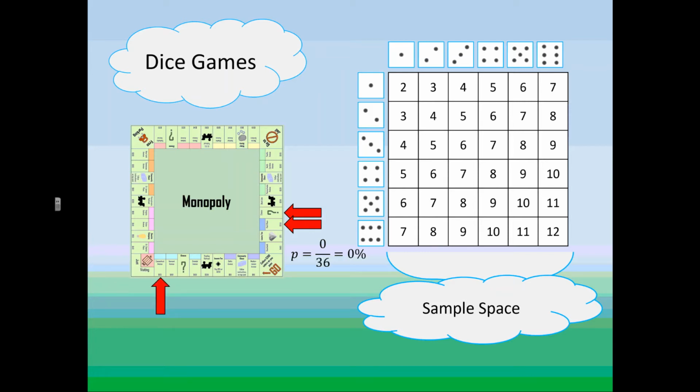Similarly, if you want to get all the way over here, not possible. You can only go 12 spaces. That's the farthest you can go on the board game. So getting all the way to Connecticut Avenue, 0%. In fact, getting anywhere to Connecticut Avenue or beyond is 0%, because the largest you can get on the dice is 6 plus 6, which is 12.